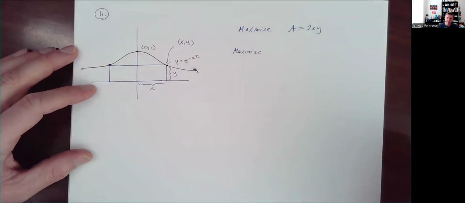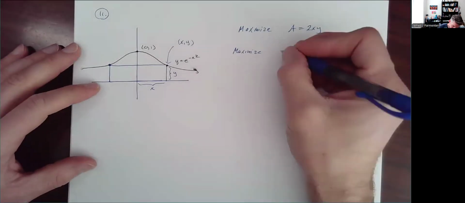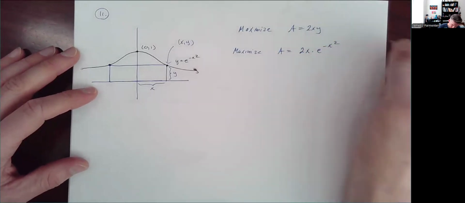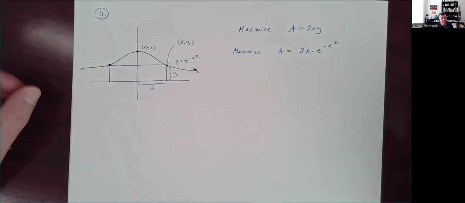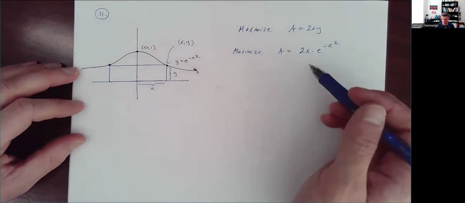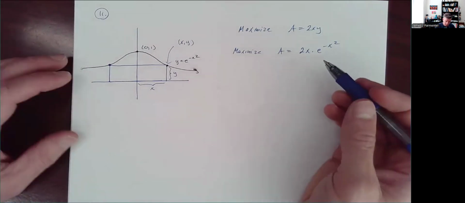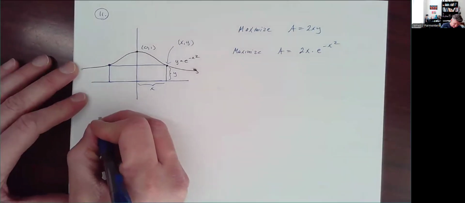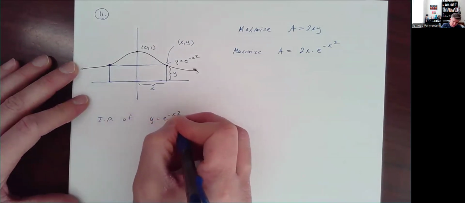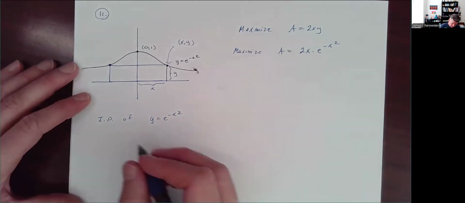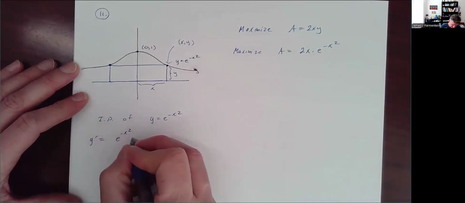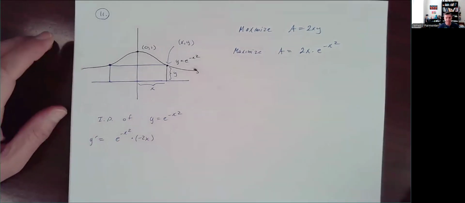That's a slick question. Maximize area equal to 2x times e to the negative x squared. Maximizing this means we're going to take the derivative, set it equal to 0, find the critical value, etc. I will also point out that to find the inflection points of y equal to e to the negative x squared, you would take the second derivative and set it equal to 0. So the first derivative would be e to the negative x squared times negative 2x.